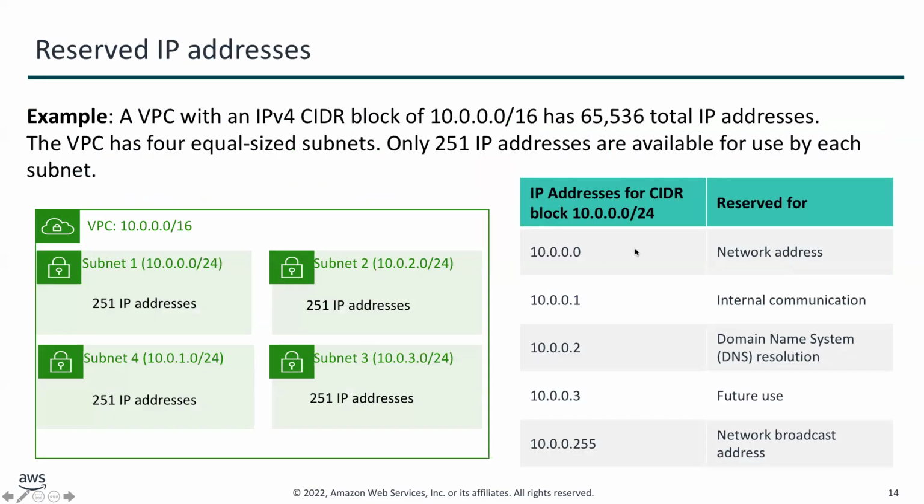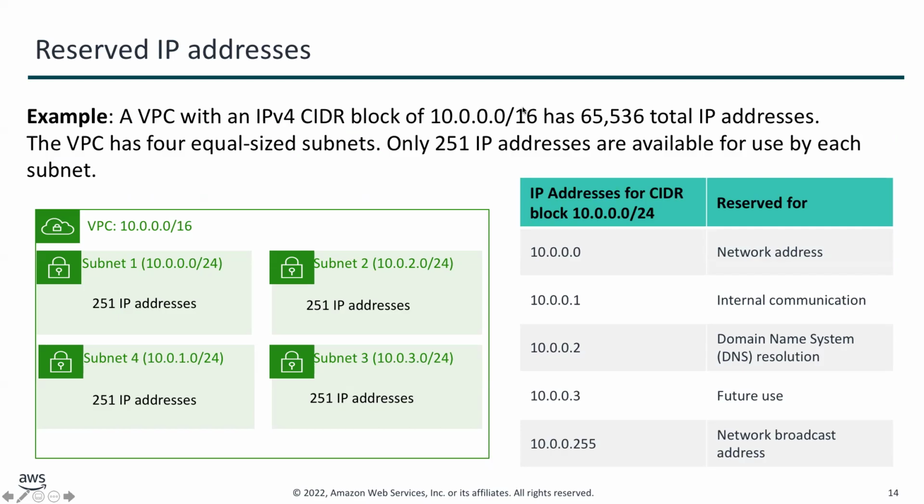There are a few reserved addresses as well, and that's again within the Amazon VPC concept. For example, a VPC with an IPv4 CIDR block of 10.0.0.0 is a class A. I purposefully skip class A, class B, class C addresses, because that's not required and we are not in a networking class. Just enough to understand what we need from networking.